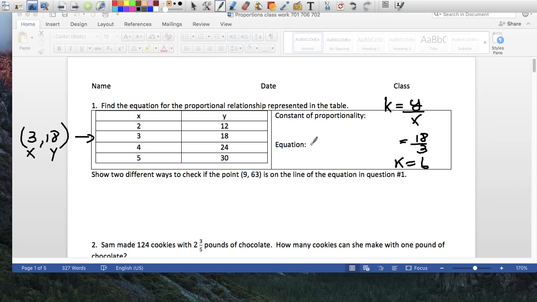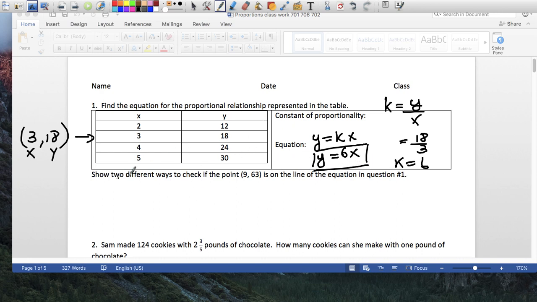So from that, remember that I can quickly find the equation. I know what k is, so it's just simply replacing k with 6, and I get y equals 6x. So there is my equation, the equation of my line.